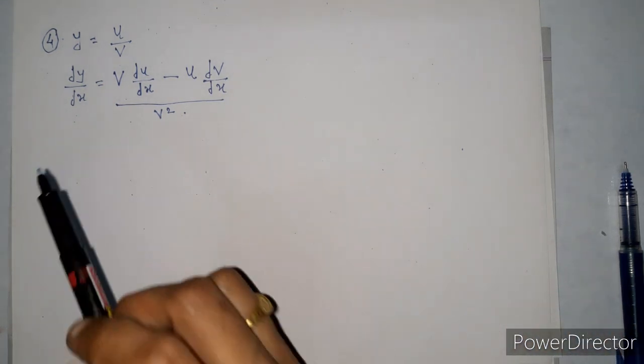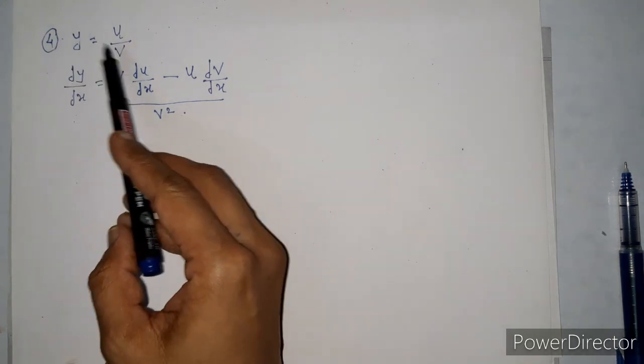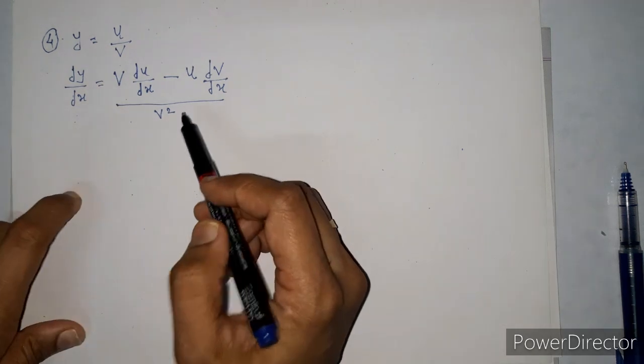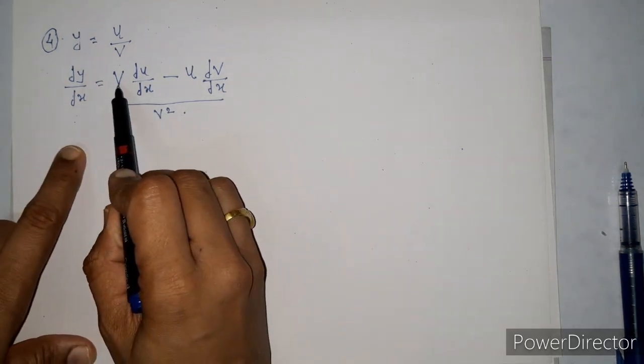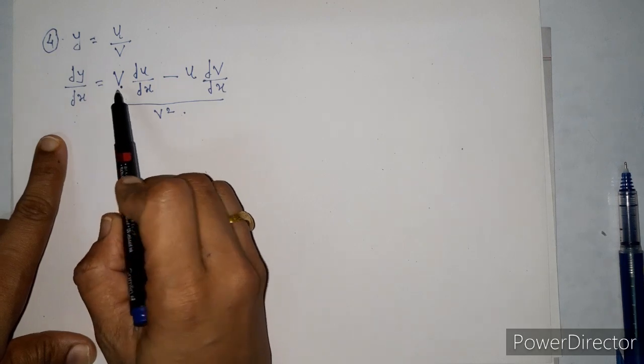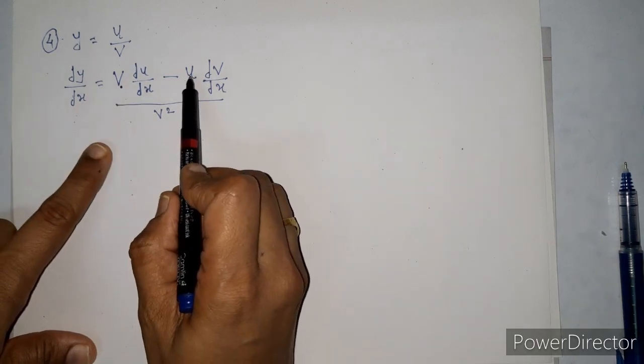रूलमध्ये. पण ज्यावेळेस y equal to u upon v, means in case of quotient rule, first compulsory we have to take denominator as a constant. पहिल्यांदा डिनॉमिनेटरलाच कॉन्स्टंट ठेवायचं आणि नंतर न्यूमरेटरला कॉन्स्टंट ठेवायचं.